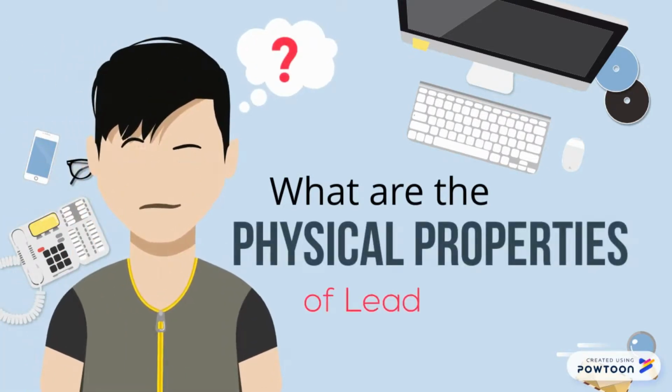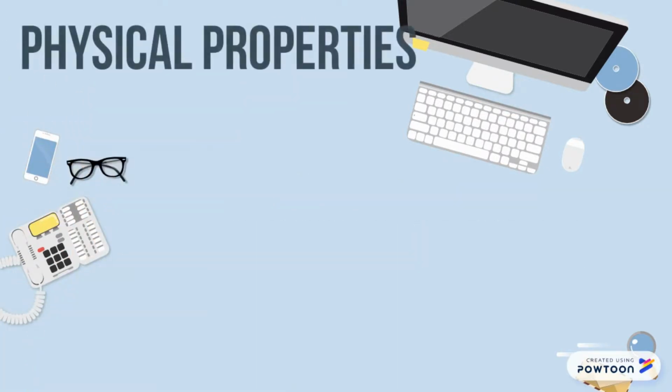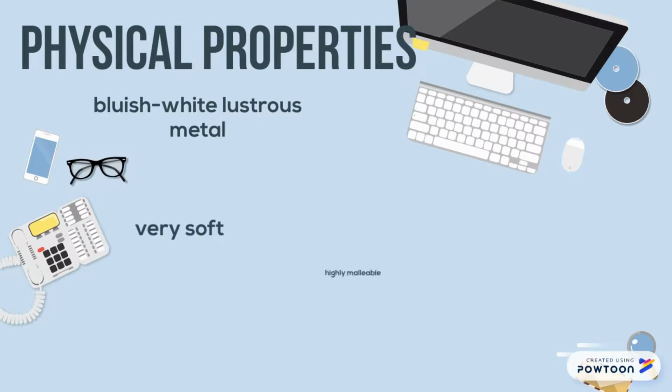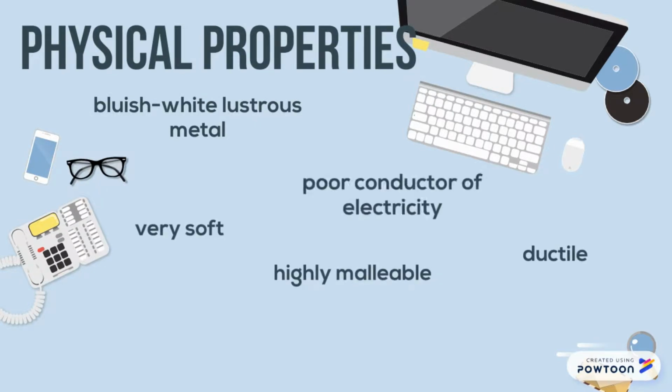What are the physical properties of lead? It is a bluish-white lustrous metal, very soft, ductile, highly malleable, and a poor conductor of electricity.